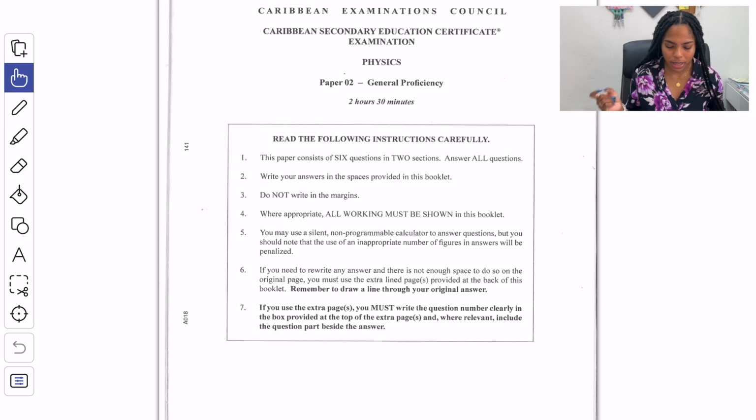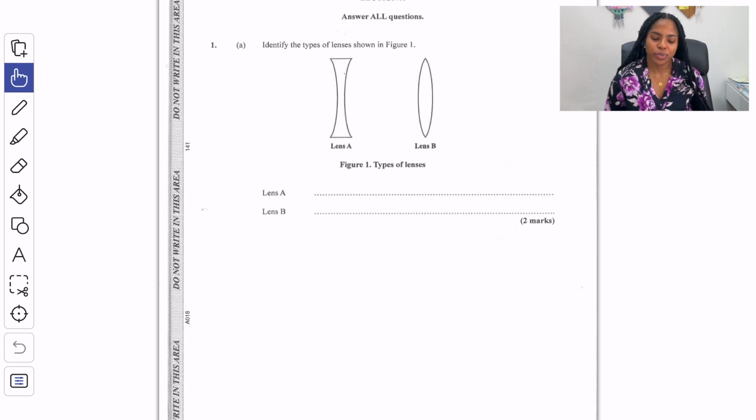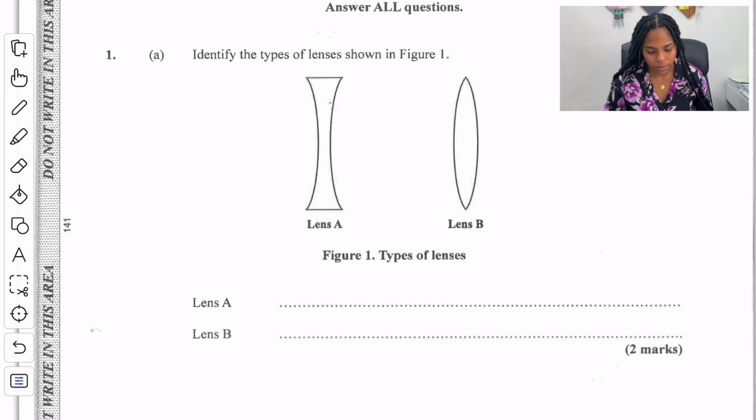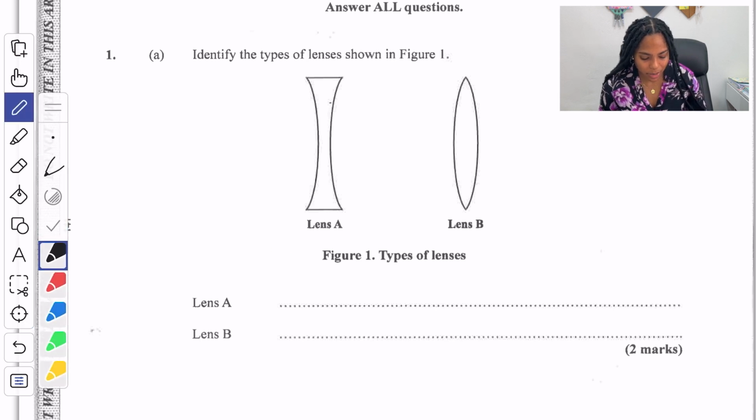So here we have our cover page. Let's skip into our first question. Identify the type of lens shown in figure 1. Here I have lens A. I could see this is a concave lens, and we could gauge that because it looks like a cave at the side. That's how I always remembered it. So a concave lens. And B is a convex lens.